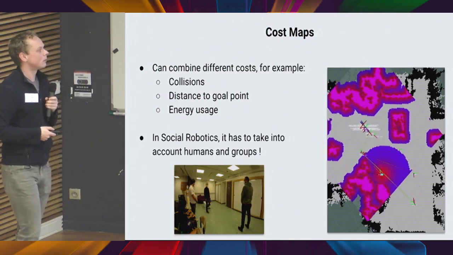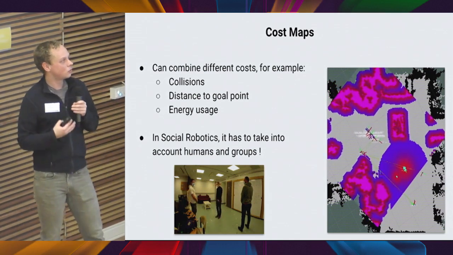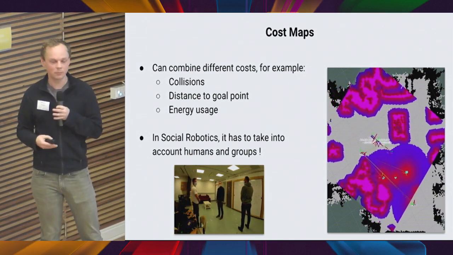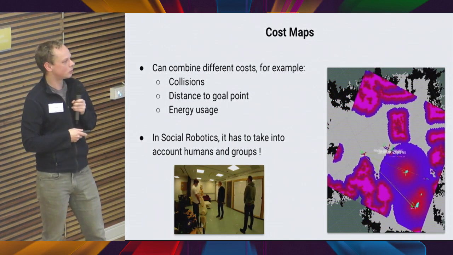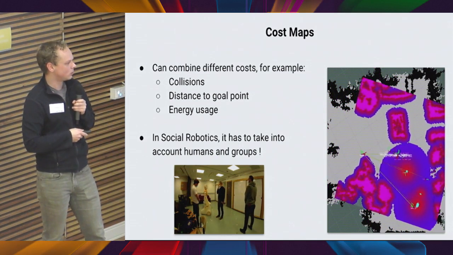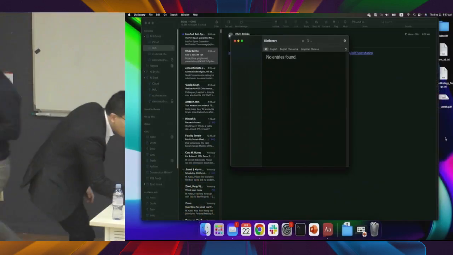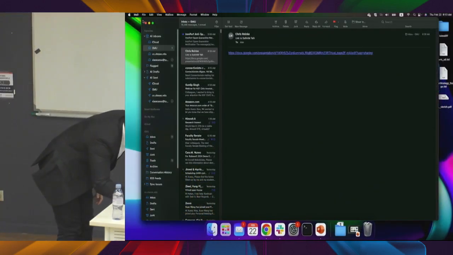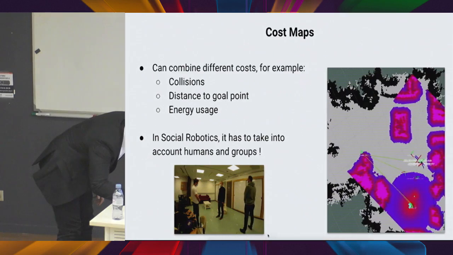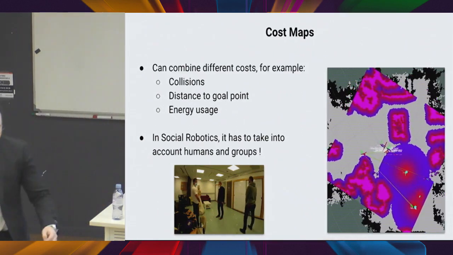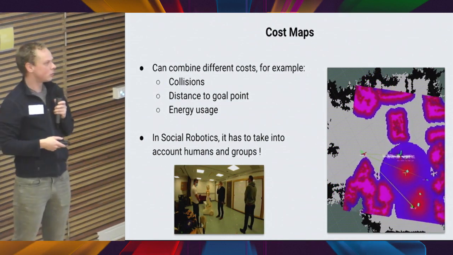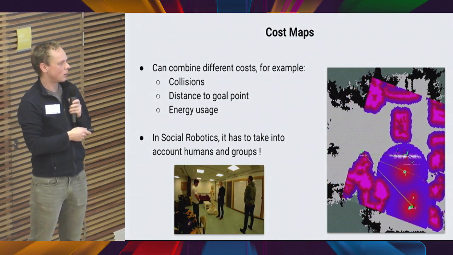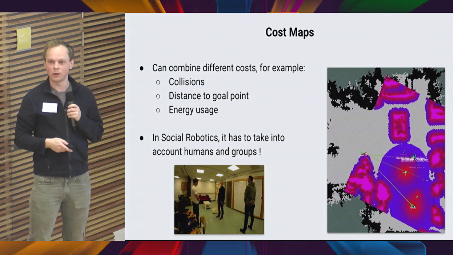Yes, so what does this take into account? So these cost functions that I talked about, what would we like to minimize? So often this is, of course, collisions. So you don't want to bump into, like, a table. So you can see here the table. So the cost function can have that you don't want to bump into objects. Maybe the distance to goal, you want to minimize this. Maybe you could also add energy usage, but for us important is to take into account humans and groups.